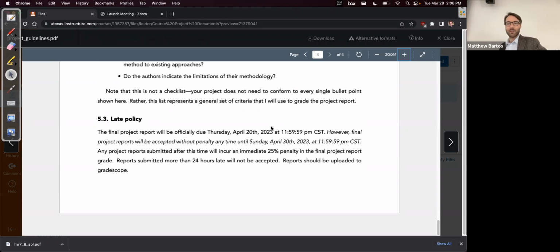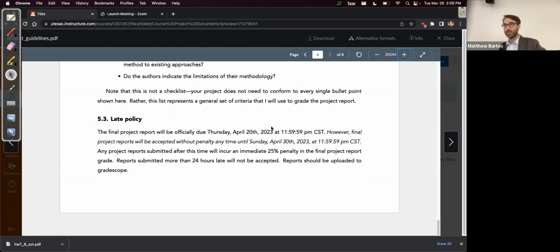Okay, so that's about a month from today. And note that I will be a bit more strict on the late policy with the course project than I am with the homeworks. So any project report submitted after 11:59 p.m. Central Time on April 30th will get an immediate 25% penalty. I have had to exercise that in the past, so please make sure you turn in your report on time.